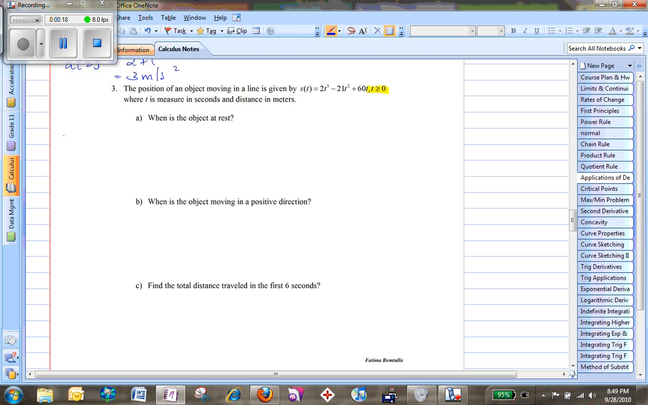If it is at rest, then v of t is equal to 0. Well, I have s of t, I can find v of t. v of t is equal to 6t squared minus 42t plus 60. I want to set it equal to 0.